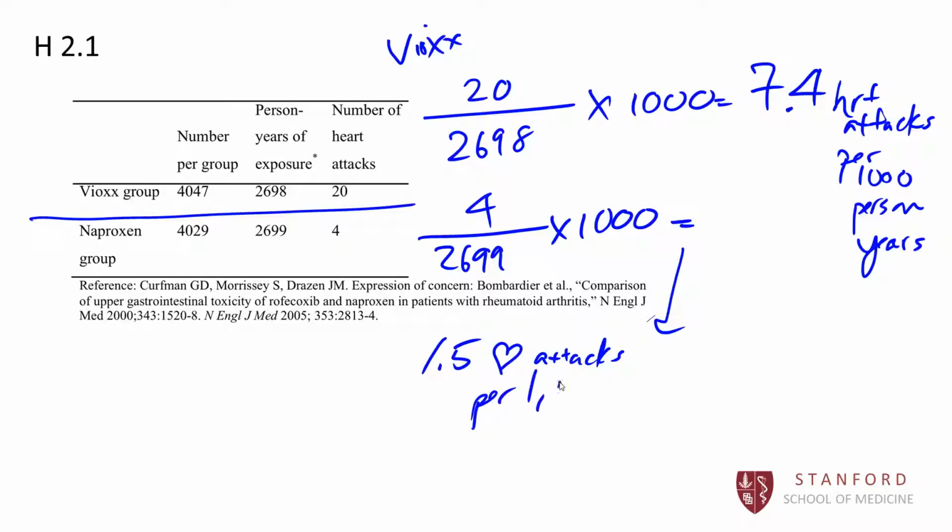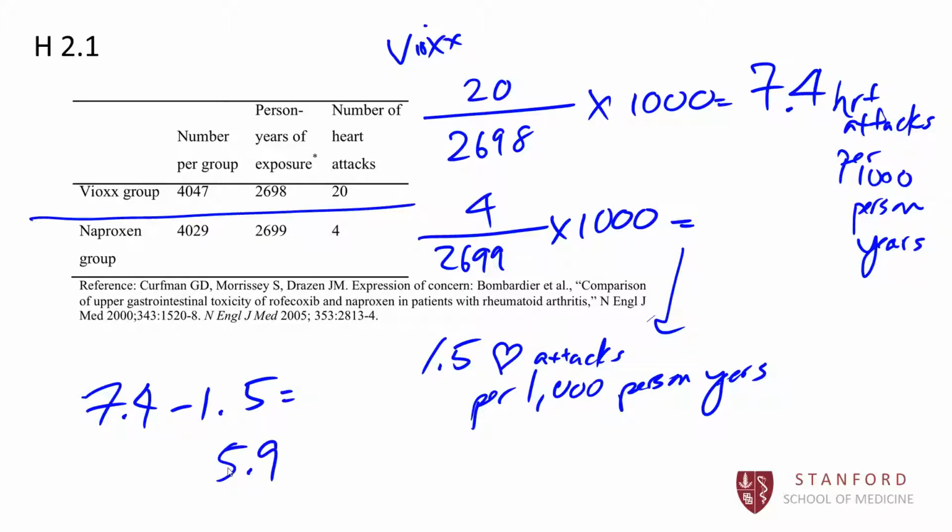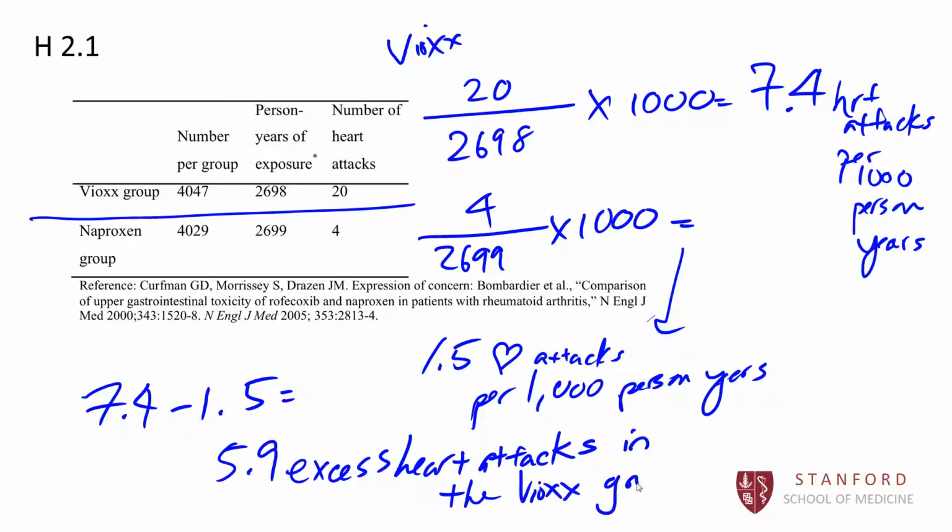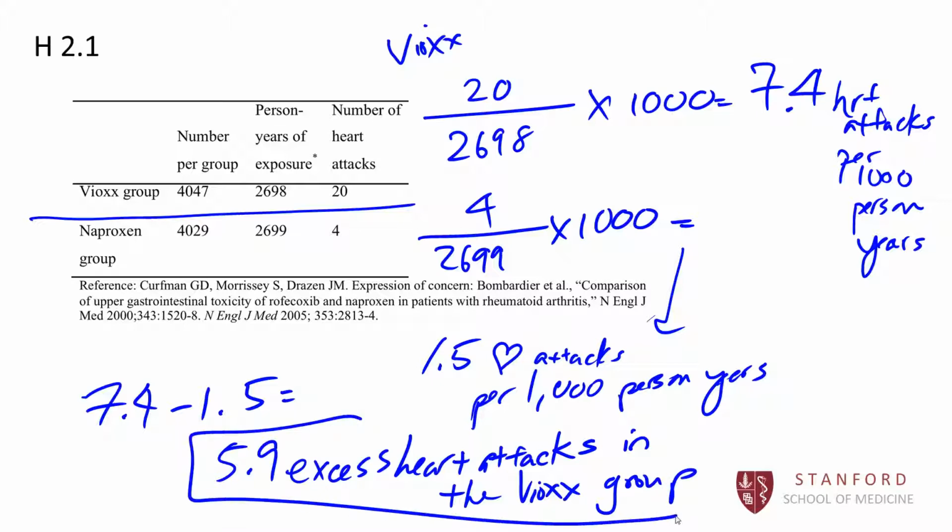per 1,000 person years. Okay, and to calculate the absolute difference, all we need to do is subtract 7.4 minus 1.5 to give us 5.9. Okay, so this is 5.9 excess heart attacks in which group? It's in the Vioxx group, right? Okay, so that is the answer to the first part of this question.